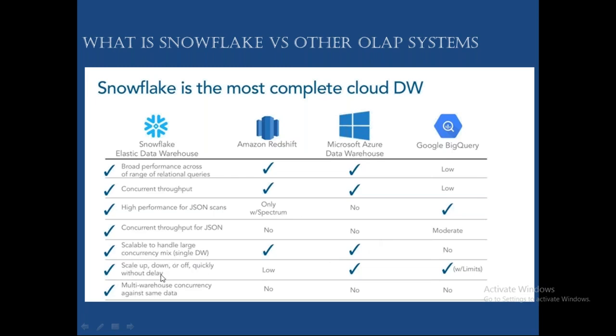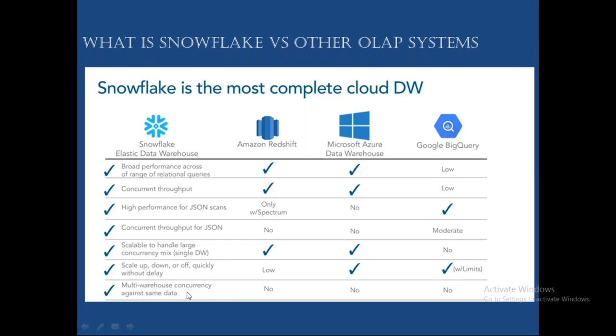Scale up, down, or off quickly without delay. So if you want to turn off your data warehouse to save cost, that is possible in Snowflake. That is not possible in Redshift. But if you remember in Azure Data Warehouse, I have shown you the option called pause and resume. There are options you can use to turn off. Okay, we have Google BigQuery here also you can do, but you have some limits.